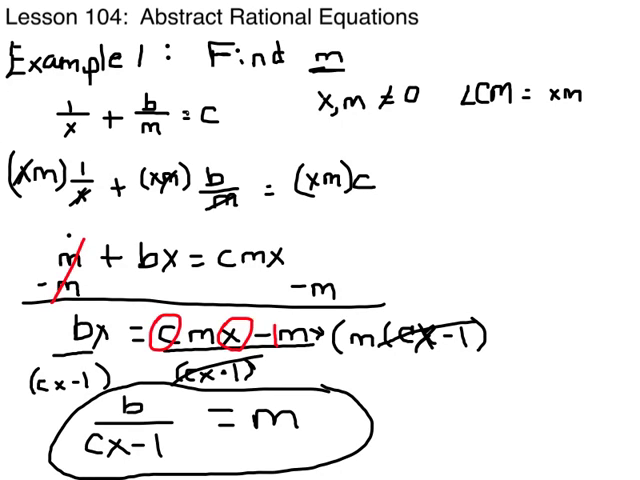And you'll notice that I've got this arrow here pointing to this parentheses, because what I actually did before I divided was factor out the m, and when I factor out the m, I'm left with cx minus 1. That's how I got that. Okay. Let's do the next one.